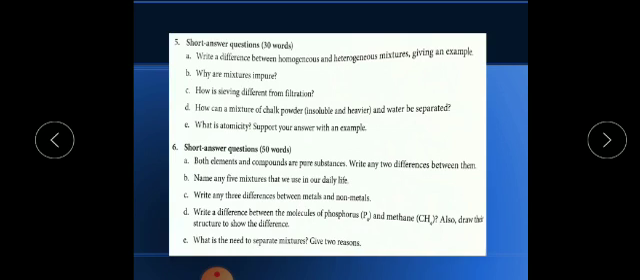Next is: why are mixtures impure? Why can we say that mixtures are impure? You will get the answer on the same page number 29, in the third paragraph. There the answer is that mixtures are impure substances because their components are not chemically combined and are not present in any fixed proportion.